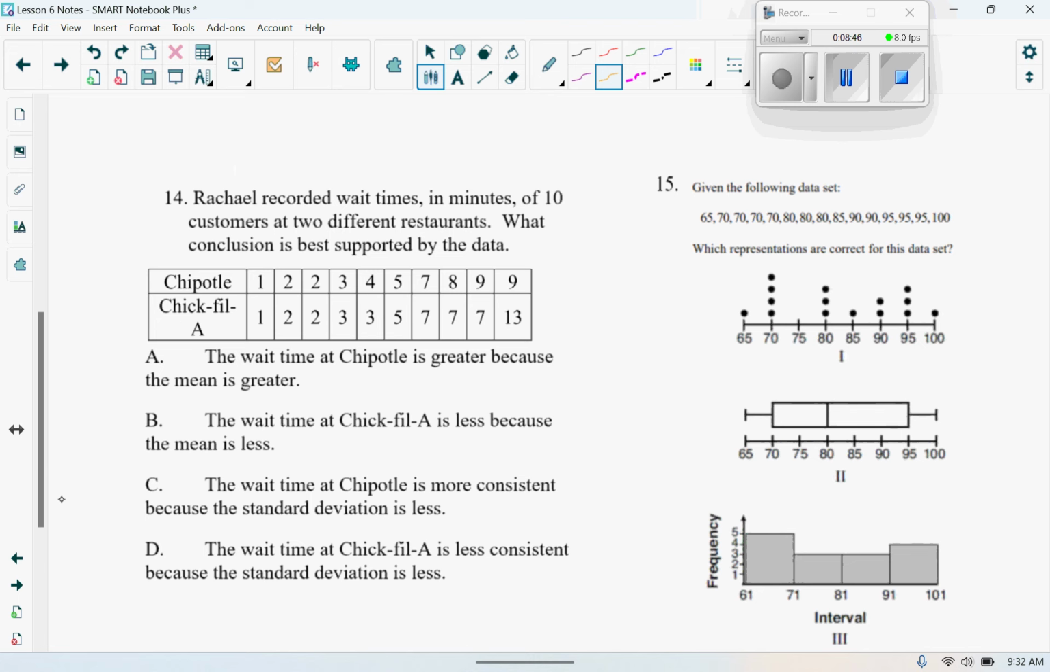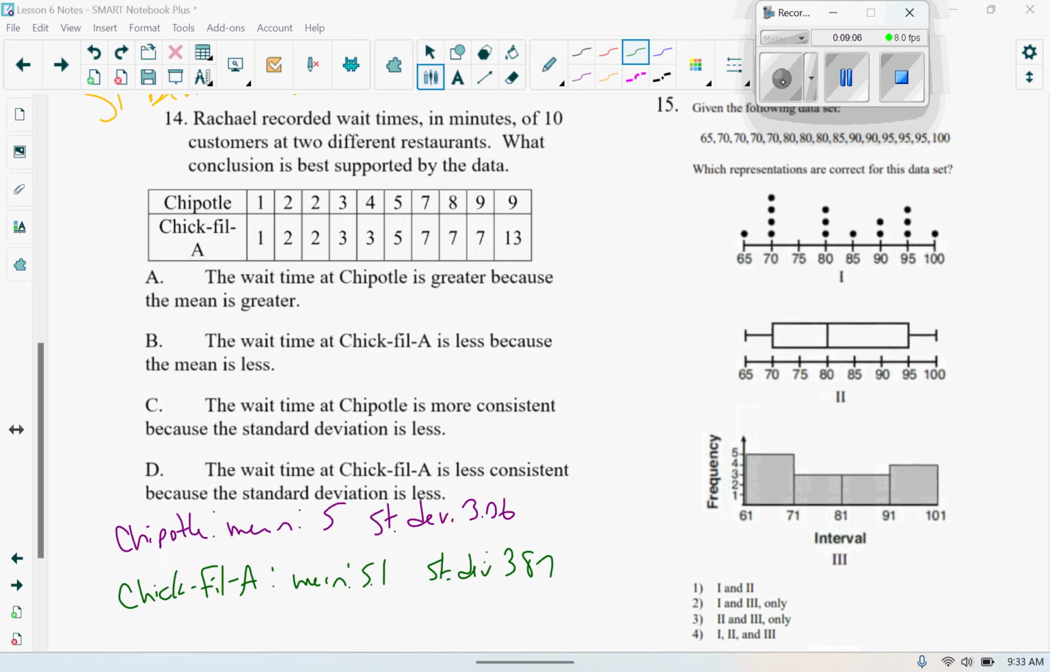Okay, so number 14, what I'm going to do is look through here. I'm interested in the standard deviation, and also the mean. So I'm going to type those two things into Desmos, and we'll talk about it in a second. You can just type your data into Desmos, and I found these two pieces of information. So let's go through each one.